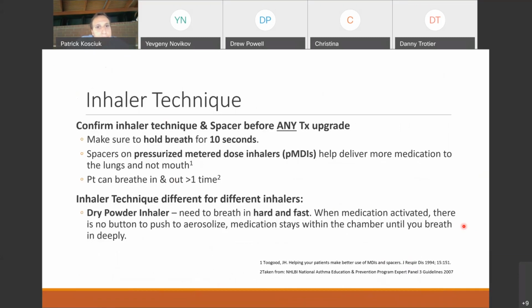Inhaler technique is paramount. Make sure before you end up upgrading their inhalers that you're confirming their technique and providing a spacer if their device is spacer compatible. Again, different techniques for different types of inhalers. So you can't say that you'll always get this aerosolized breath or a button. In fact, the dry powder inhalers don't have a button to press. So you can't always just tell them to press a button. Spiriva doesn't necessarily have a button, I don't believe. It's a dry powder inhaler. It just stays within the chamber.